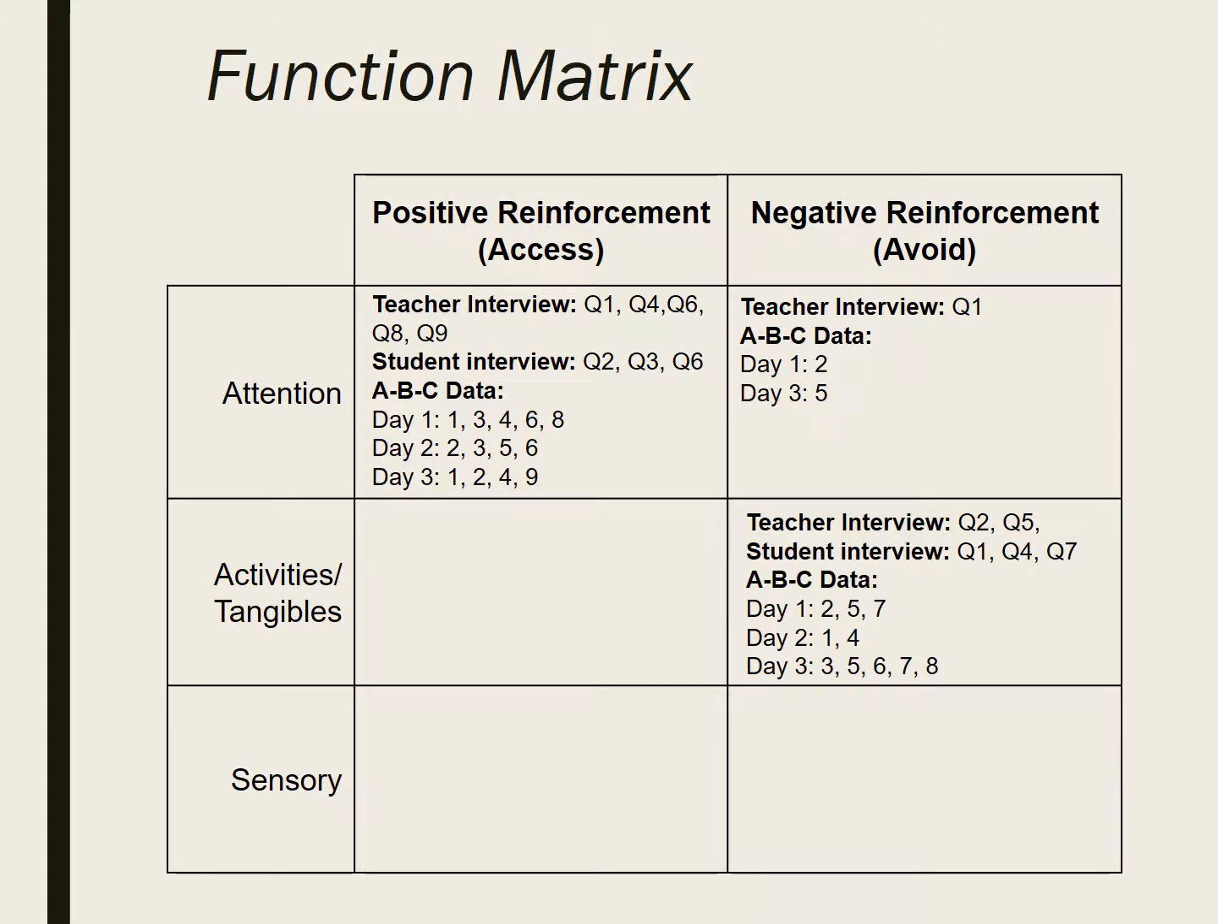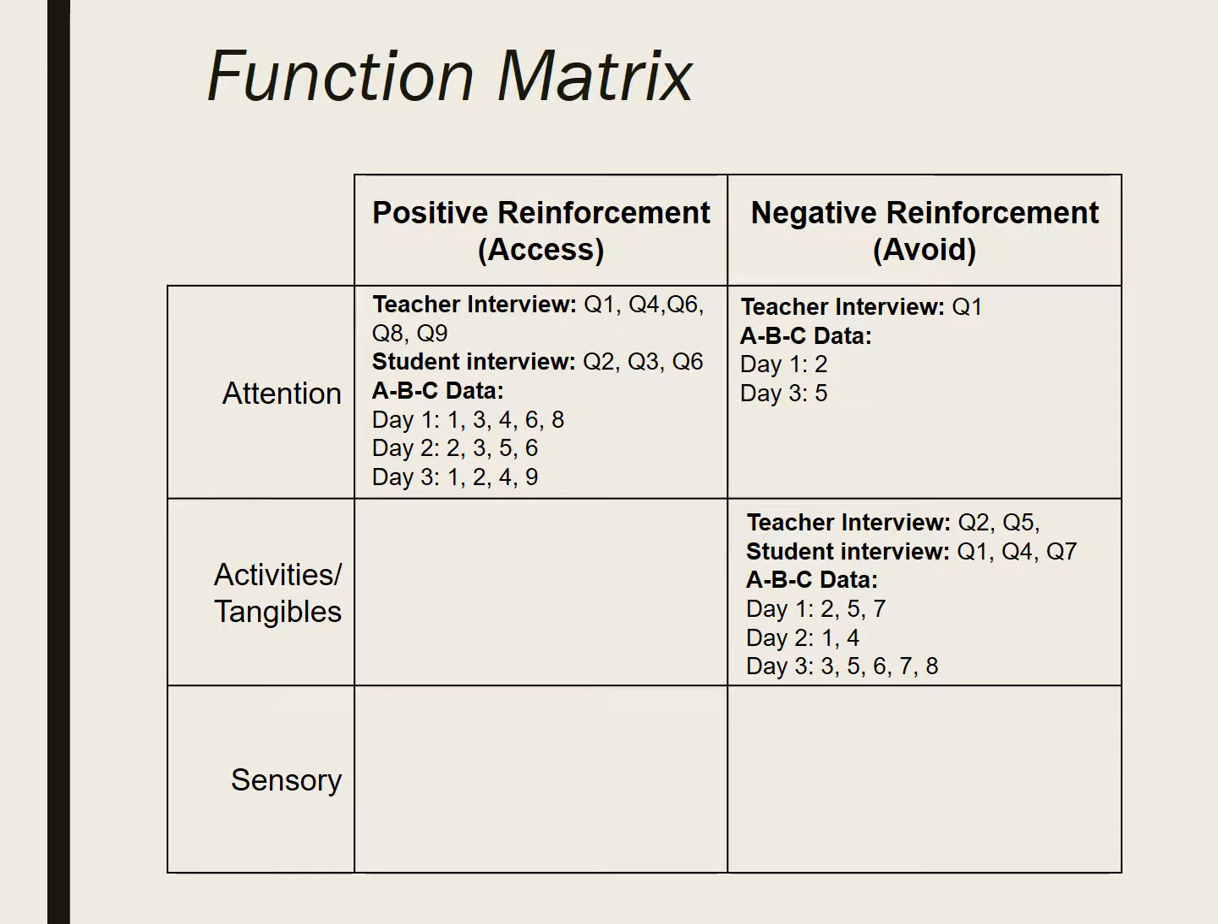And then on the left-hand column, you'll see the functions: attention, activities, tangibles, and sensory. What you need to do as a team is go through the teacher interview question by question and identify, is there any information in any of these questions that gives us an idea on whether the student is gaining something or getting away from something? Not every single question you'll be able to fill into this matrix, but you want to get as much as you can and fill them into the appropriate columns and cells. It's not perfect. You as a teacher might have an opinion about one of the questions, and another team member might have an opinion about another question.